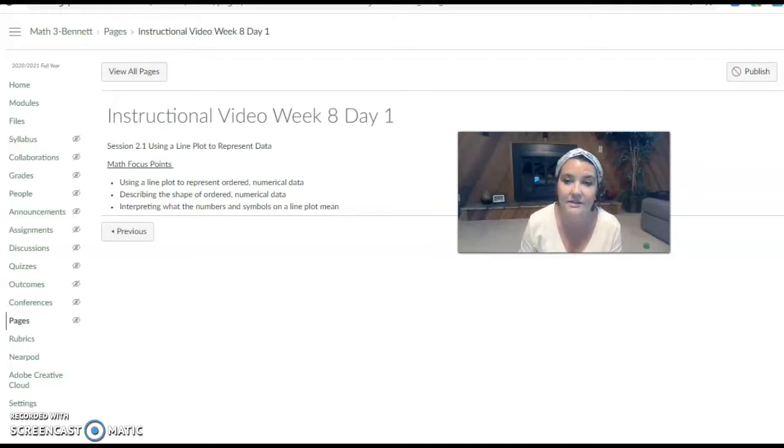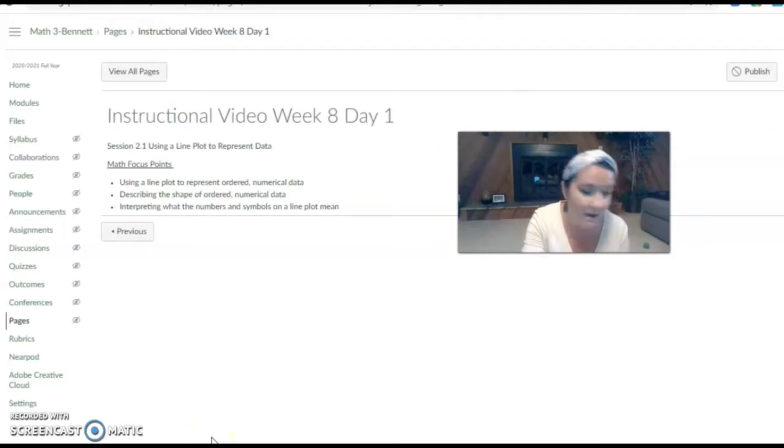And we're continuing to describe the shape of ordered numerical data. So looking at where the most data, where the least is, if we have data clustered, if there's any data away from other pieces of data. So doing that on using the line plot that we created. And then interpreting what the numbers and symbols on a line plot mean. So we know when we see an X or a number, we know what those things are, but what they stand for and what they represent. And especially really thinking about the questions that we can answer by looking at the data.